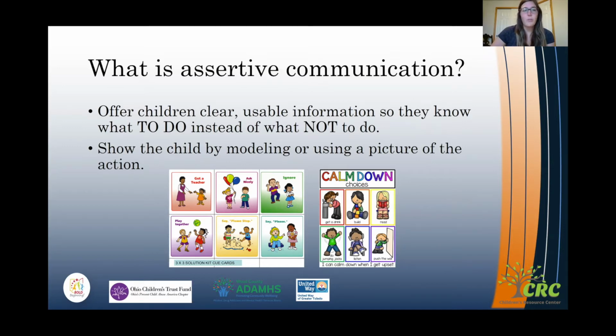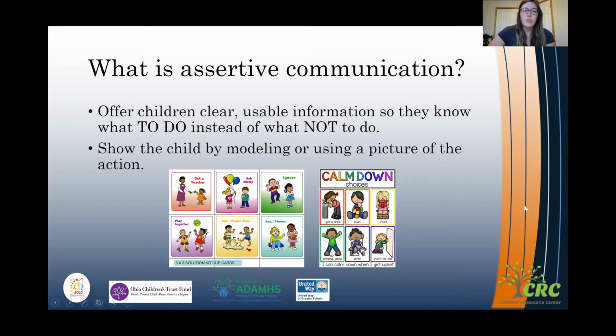So this is really important to model with our own behavior, and then also we can reinforce assertive communication by using visuals. So if we have pictures of either classroom rules or family rules at home, if we have options with a visual to show children what they can do to make a positive choice, that can really reinforce the actions that we want them to do versus not to do.